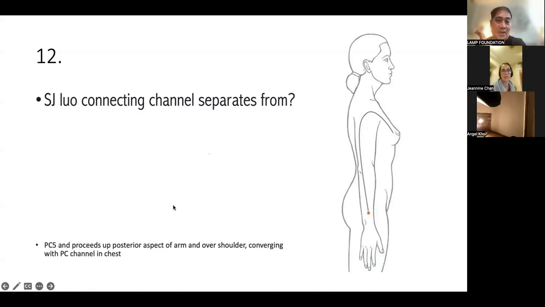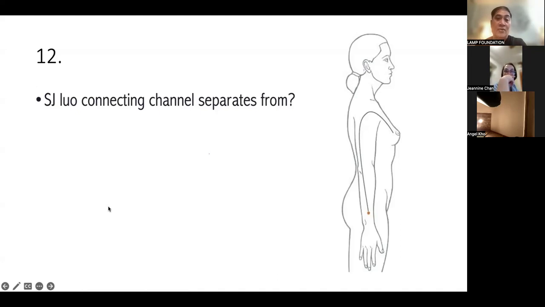Okay, you know what a Luo connecting point does? Yes, it sedates that particular channel. Now, this is Sanjiao. This is yang. So it sedates the yang, so that it can affect its partner, which is the pericardium.